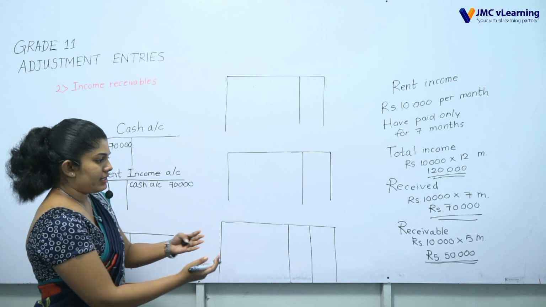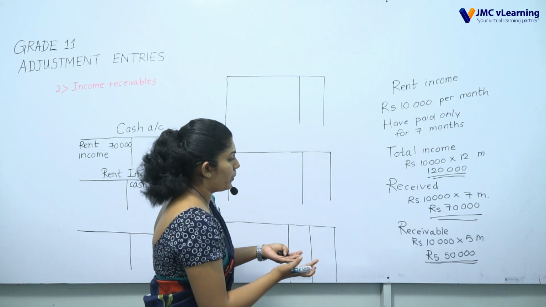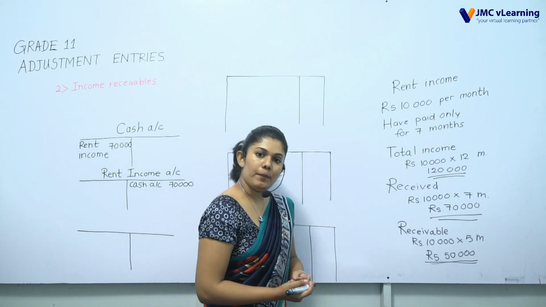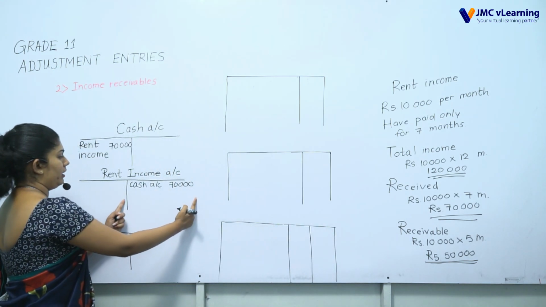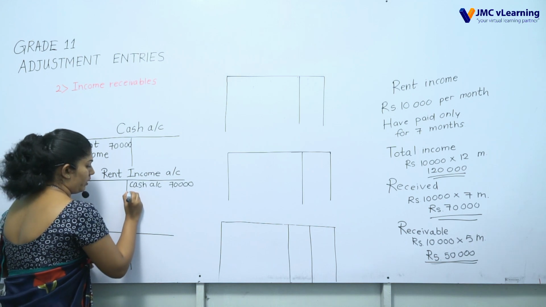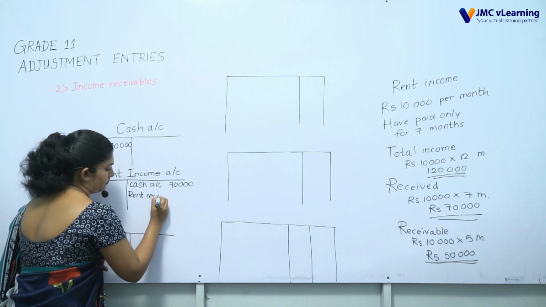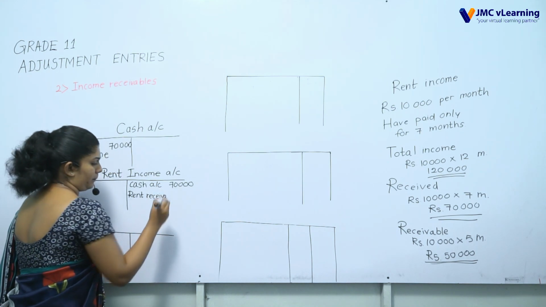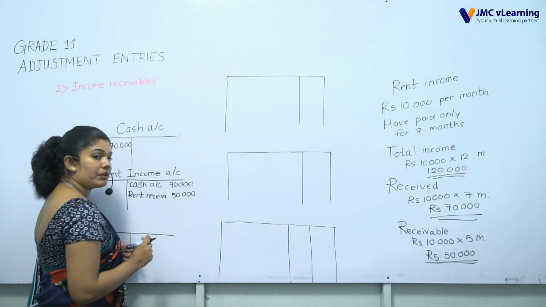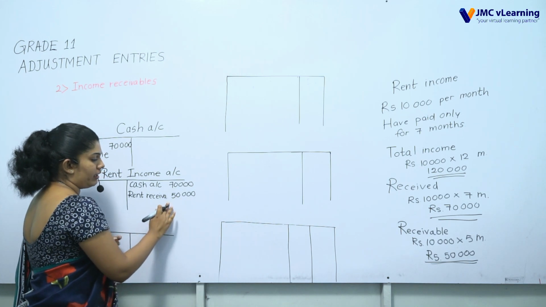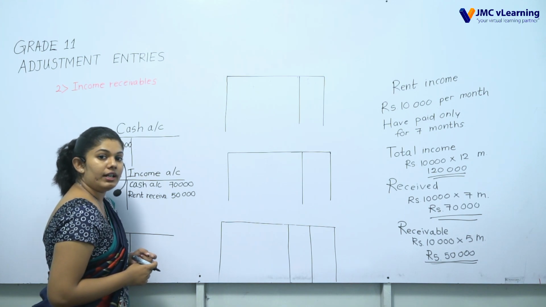And there is a receivable. The receivable is also relevant to this income. Therefore, we record it as a receivable in the rent income account, rent receivable 50,000. Now you can see all together there is 120,000, which equals our total income.